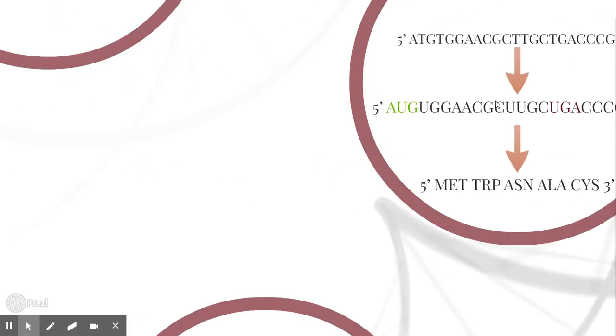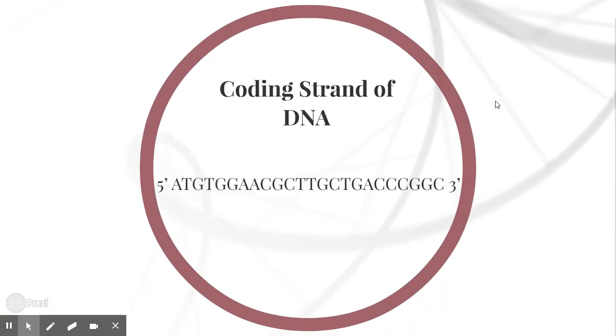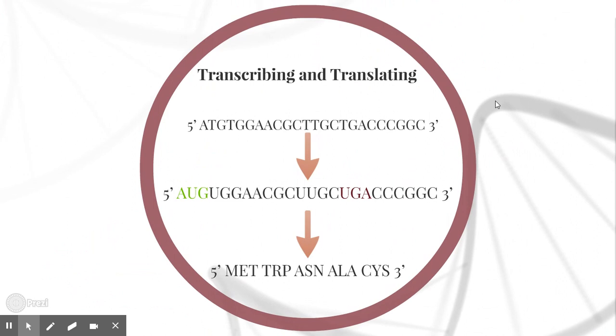To demonstrate the four effects of these point mutations, here is an example of a coding strand of DNA. This coding strand needs to be transcribed and translated into amino acids to form a protein, and then we can understand how a mutation in the DNA affects the end result. First, let's transcribe and translate this DNA sequence.